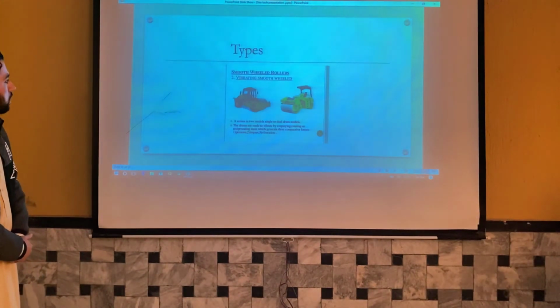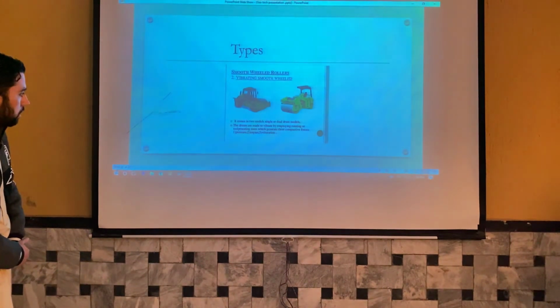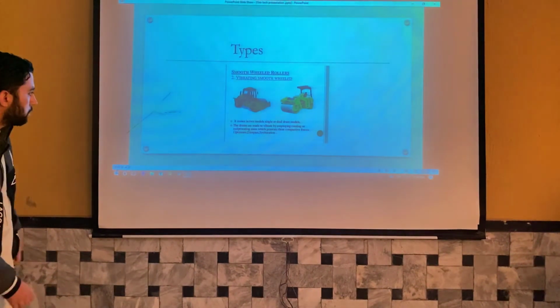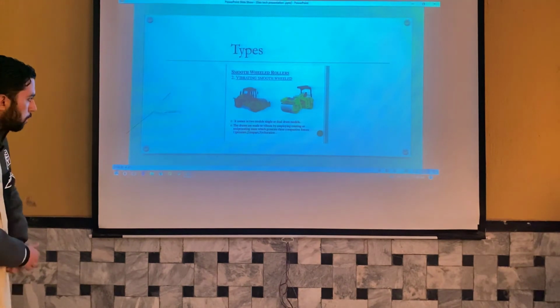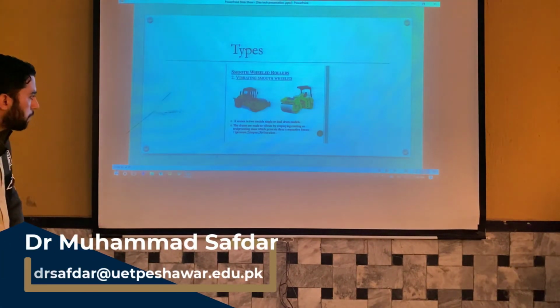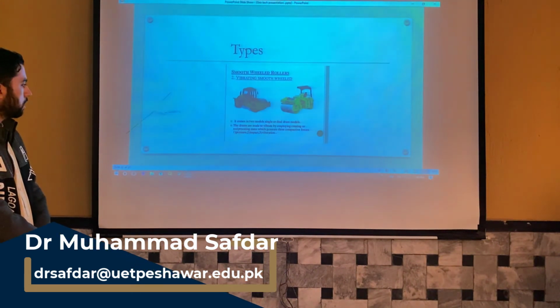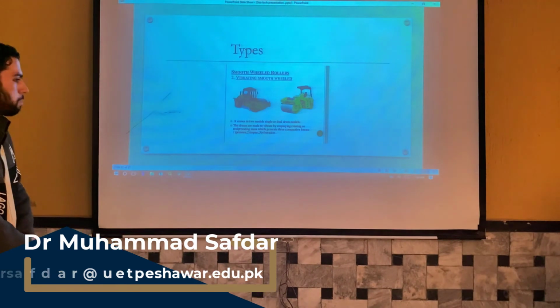Vibrating smooth wheel rollers come in two models, single or double drum. The drums are made to vibrate by employing a rotating or reciprocating mass, which generates three compaction forces. Number one, pressure. Number two, impact. Number three, vibration.